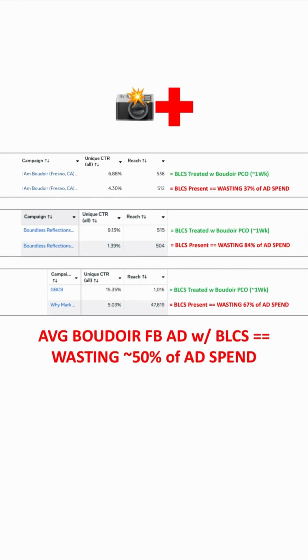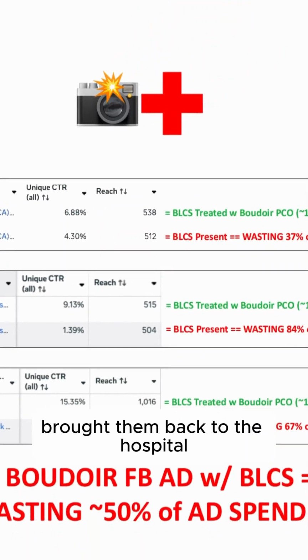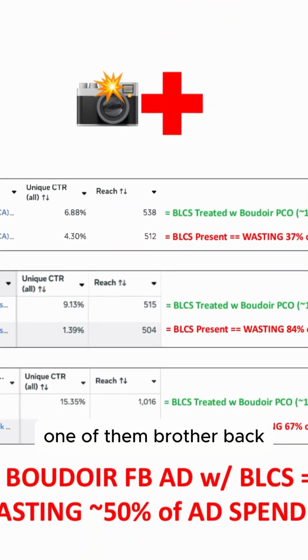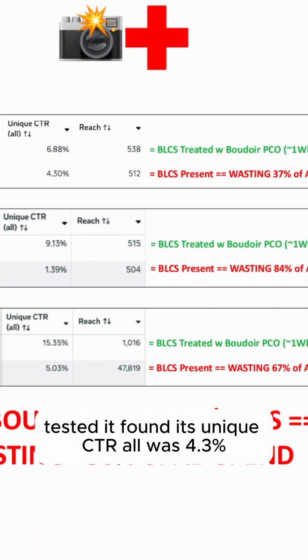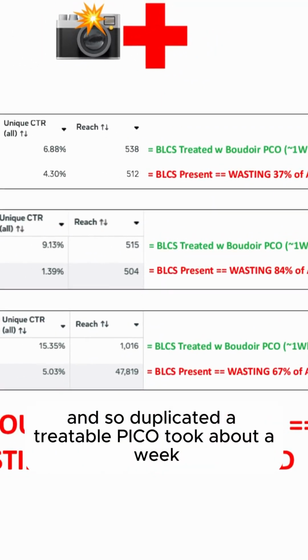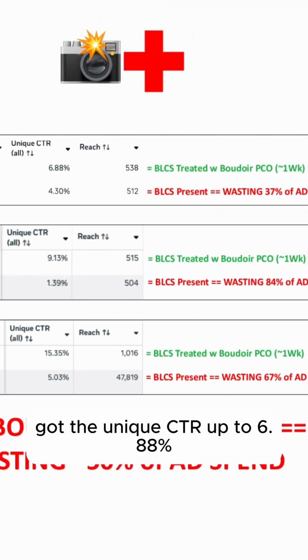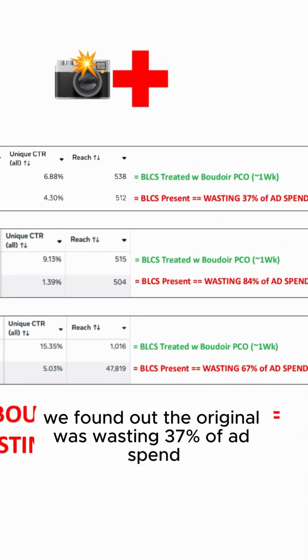Now, my residency went out there, found some Boudoir Facebook ads out in the wild, and brought them back to the hospital. One of them, we tested and found its unique CTR all was 4.3%. That's under 6%, so we know that BLCS is present. We duplicated it and treated it with Boudoir Pico. It took about a week and got the unique CTR all up to 6.88%. So we found out the original was wasting 37% of ad spend.